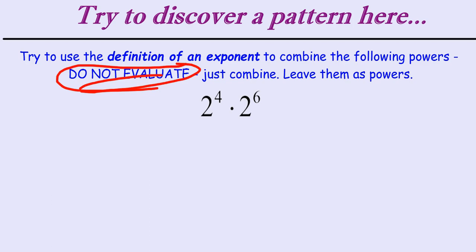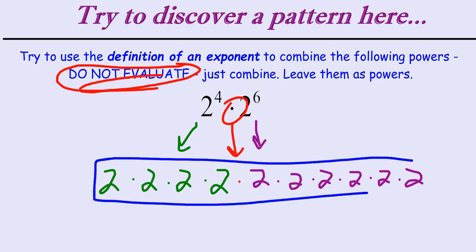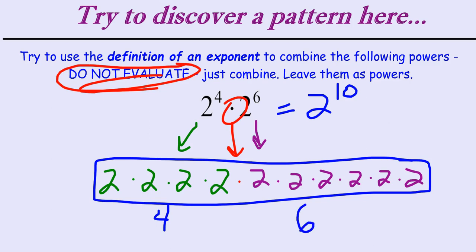By the definition of an exponent, what we mean is the way that it refers to repeated multiplication. So we have 4 2's here that are multiplied together. We have 6 2's here that are being multiplied together. And of course, these two things are being multiplied together because that's what's happening. So altogether, what we've created is a new longer string of 2's being multiplied together. So 2 to the 4th times 2 to the 6th, in fact, is 2 to the 10th, because we have 4 of these and 6 of these, and together we create 10 total 2's.